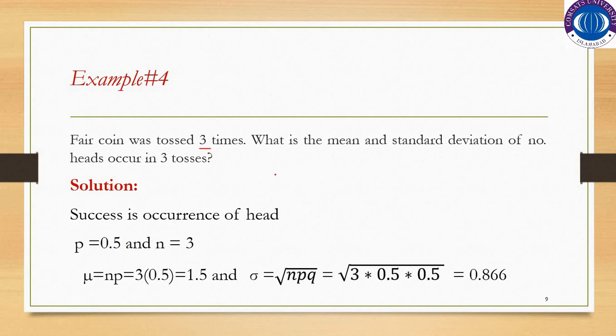And n is equal to 3. We have learned in the previous part that mu is equal to n into p. So n is equal to 3, p is equal to 0.5, so the mean is equal to 1.5, and sigma, or you can say the standard deviation, is equal to the square root of n p q, which is equal to 0.866. This is the way to find out the mean and standard deviation of the binomial distribution.